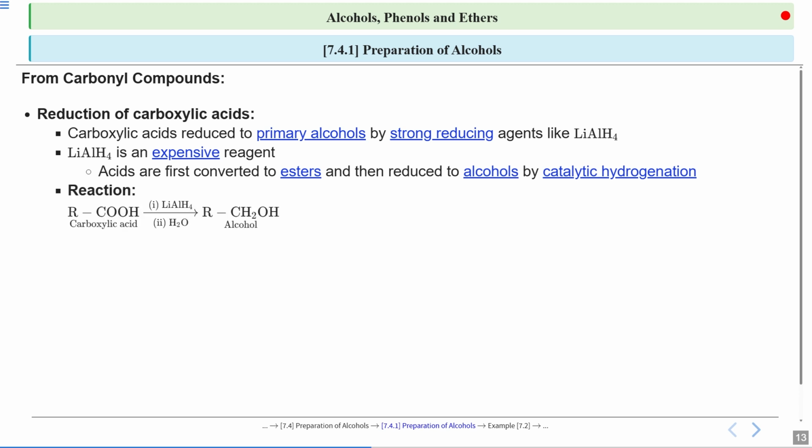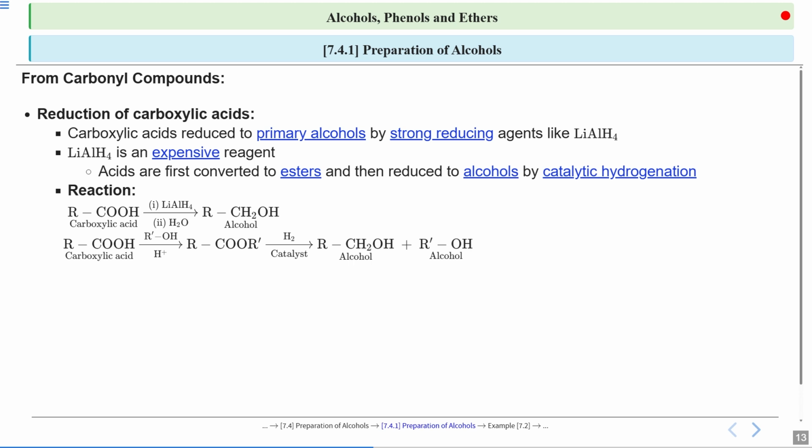If you see the reaction, we have carboxylic acid, RCOOH, which is the general representation for carboxylic acid. You react the carboxylic acid with lithium aluminium hydride, a strong reducing agent, and then you have to react it with water molecule to reduce it to alcohol, RCH2OH, and you will get a primary alcohol as the product.